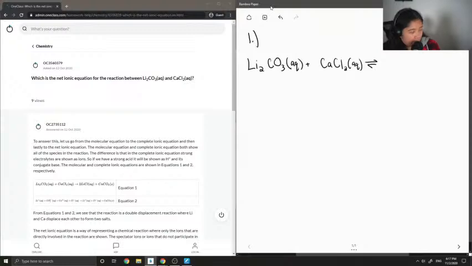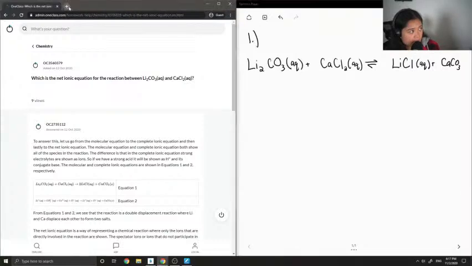So our lithium will then be bonded with the chlorine. Since lithium has a +1 charge and chlorine has a -1 charge, they will react at a 1-to-1 ratio. And then similarly, calcium has a 2+ charge and carbonate has a -2 charge, so they will also react at a 1-to-1 ratio.